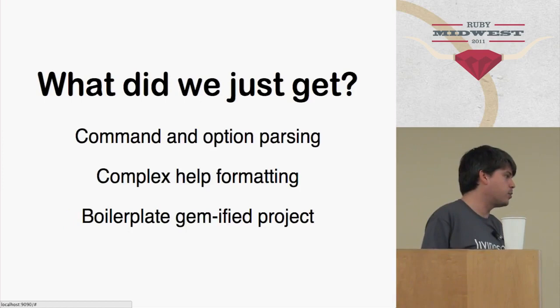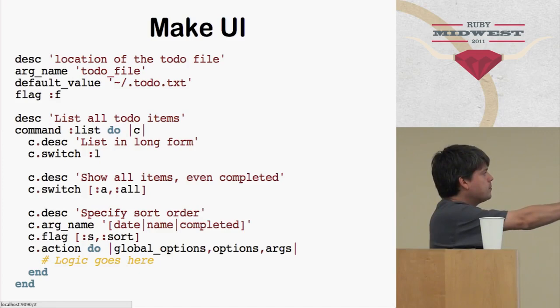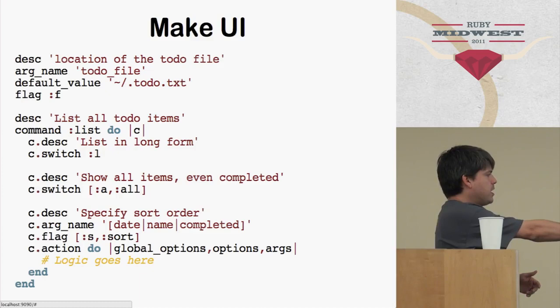So here's what it looks like. I think I ripped this off from the GitHub gem. It's also sort of like Rake, I guess, in that you describe things and then declare them. Here we have a global option called -f that has a default value. Here we have the command list. Inside the command block, we declare the options that are specific to that command. So the list command takes a -l, but other commands don't. And finally, we have this action block at the bottom, which will be called when the user executes this command.